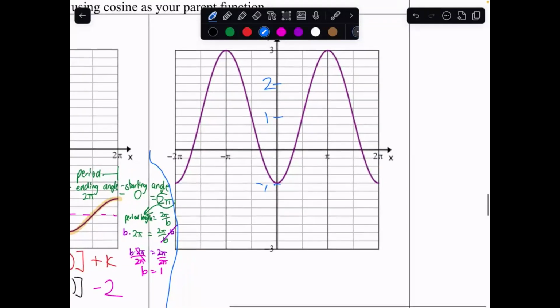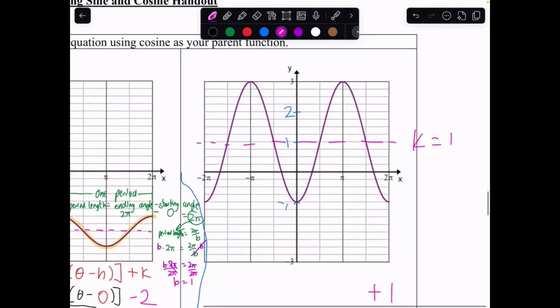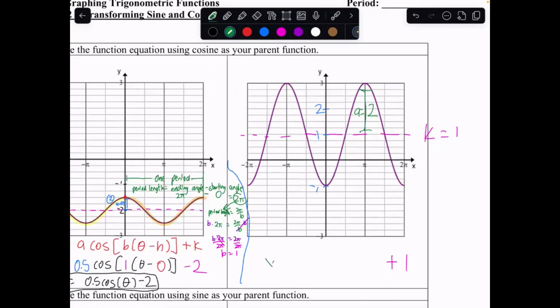So the midline here is positive 1. So k is positive 1, so you'll have a plus 1 at the end. The amplitude from 1, you can go as high as 3. So a is 3. Oh, so no. From 1 to 3, you only go up 2. So a is 2.